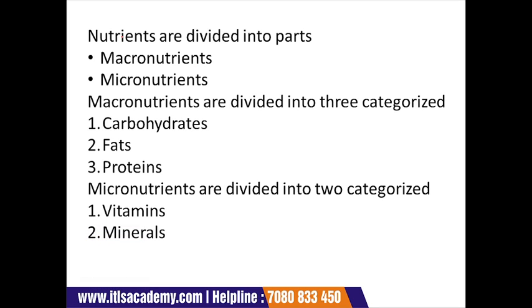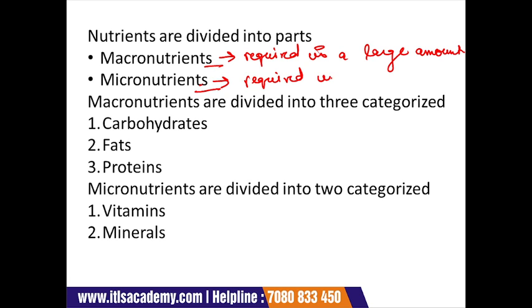Okay. One is your macronutrients and one is your micronutrients. Macronutrients are required in a large amount. Our body requires these macronutrients in a large amount, and micronutrients are required in a small amount, but they have a role. If we have a deficiency of these micronutrients, then it will lead to disease.